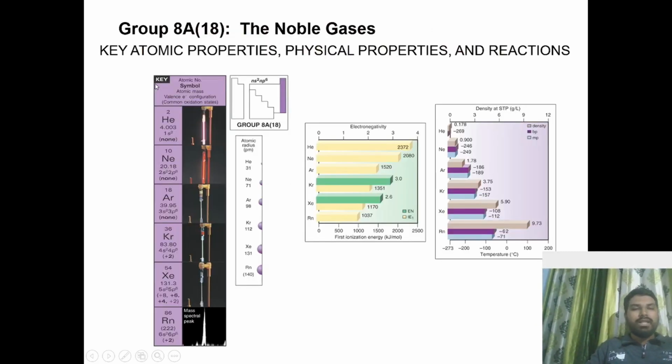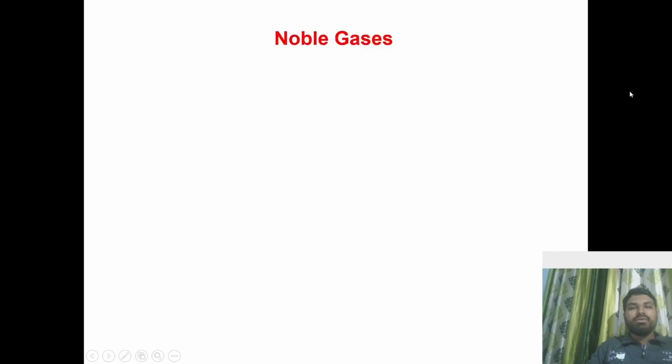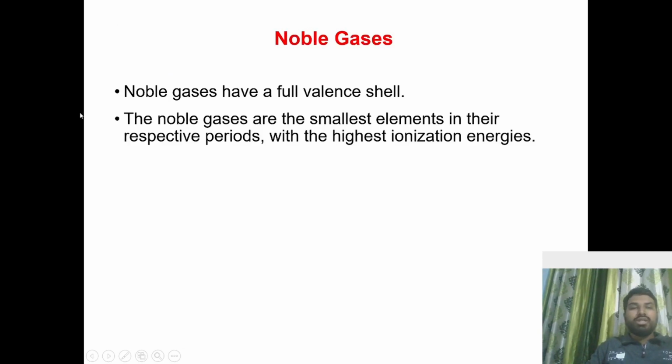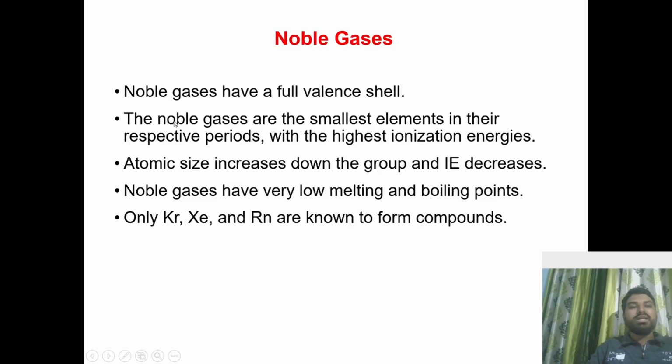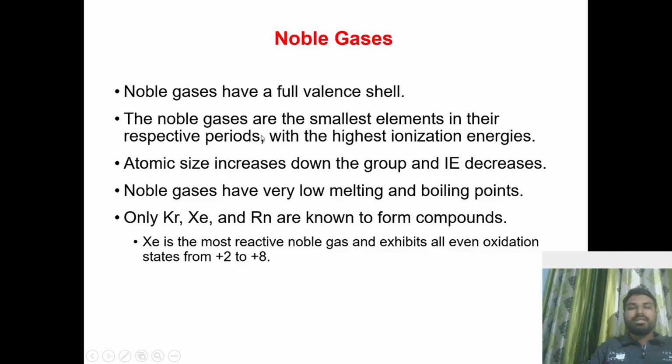Now these are the noble gases. Noble gas family: helium, neon, argon, krypton, xenon and radon. These are the atomic radius, electronegativity, density. The outer electronic configuration is ns2 np6, which is a filled outermost shell. Noble gases have a full valence shell. The noble gases are the smallest elements in their respective periods with the highest ionization energies. Atomic size increases down the group, IE decreases, electronegativity decreases.